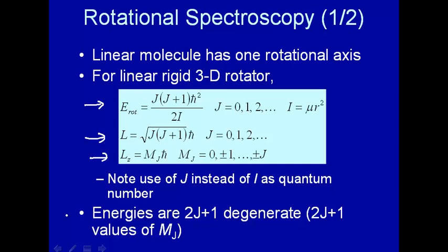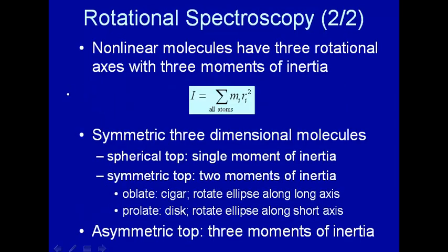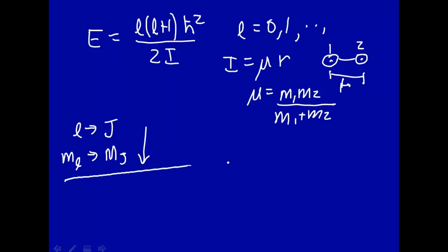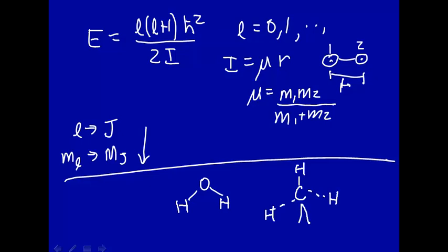And remember that the energies are 2J plus 1 degenerate. In other words, for a given value of J, you can have 2J plus 1 values of M sub J, each one of which is equal in energy. Although we won't consider this, let's nonetheless go beyond a simple linear molecule, or actually a diatomic molecule is even better. Okay, so we started here with a diatomic molecule. What happens if you have different atoms? Let's just say H2O, which is a two-dimensional molecule, or if you have, say, methane. All right, that's a three-dimensional molecule.